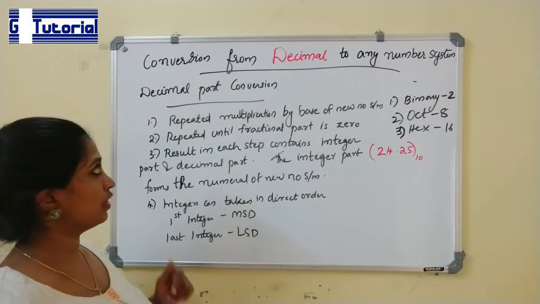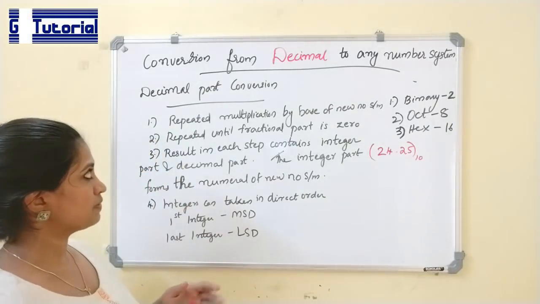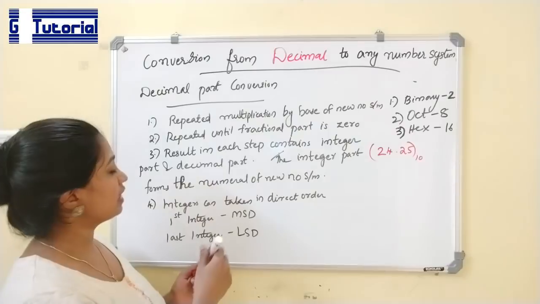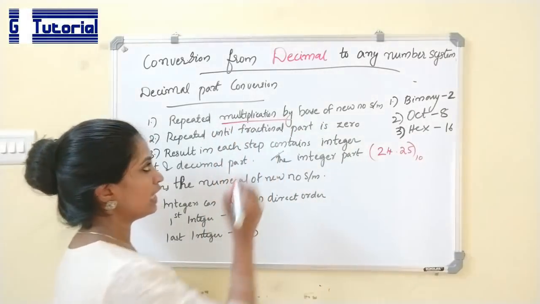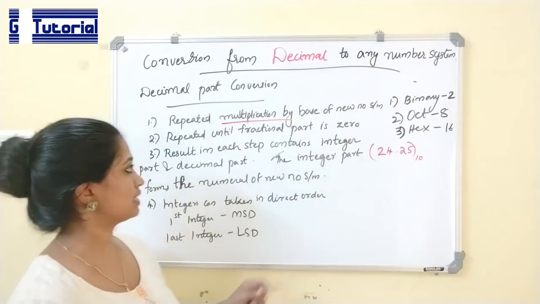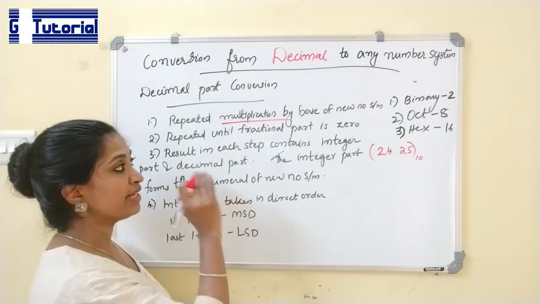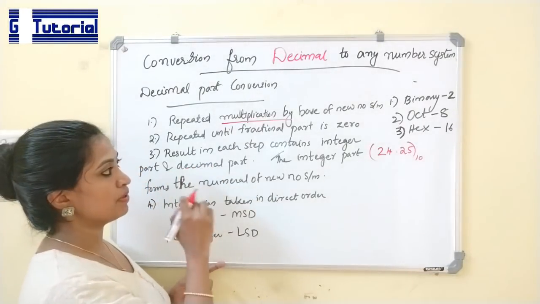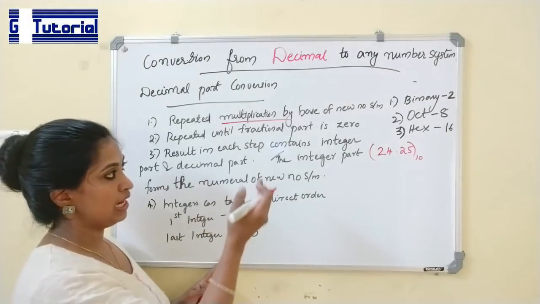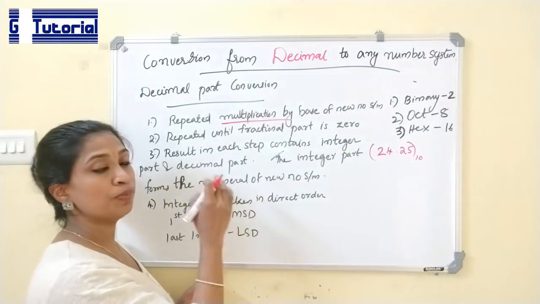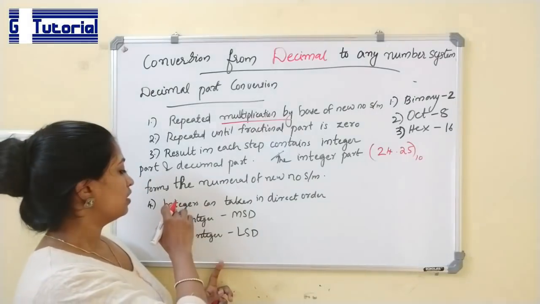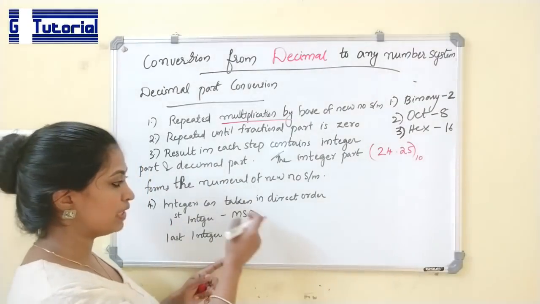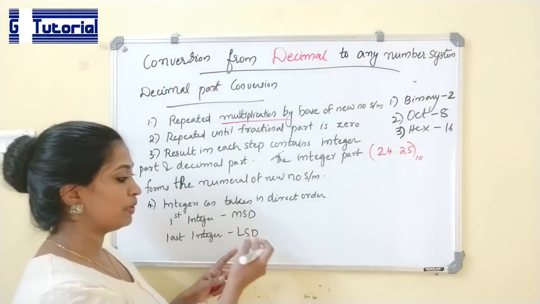Next is decimal part conversion. It involves the following steps: repeated multiplication. In integer part conversion, we have done repeated division. So here, repeated multiplication has to be done by the base of the new number system. This is repeated until the fractional part is 0. The result in each step contains an integer part and a decimal part, and the integer part forms the numeral of the new number system. Integers can be taken in direct order. That is, the first integer will be the most significant digit and the last integer will be the least significant.